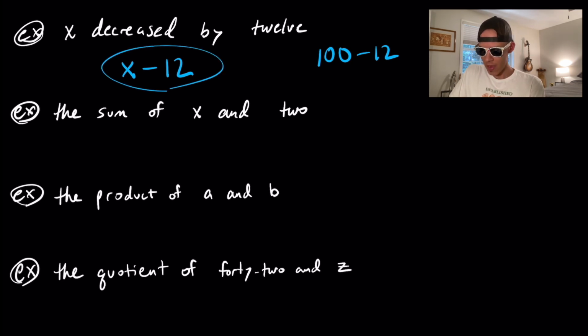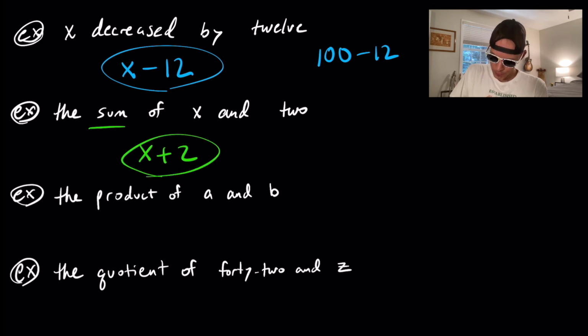The sum of X and 2. So sum is another word for addition, or it's the answer to an addition problem. So the answer of adding X and 2 would be another way to say it. Well, that's just X plus 2.